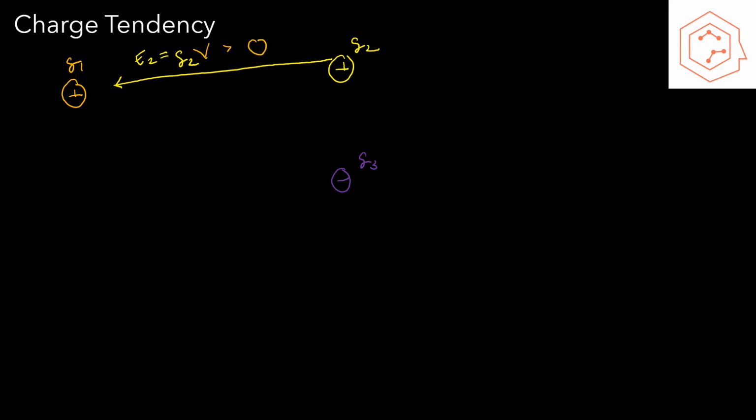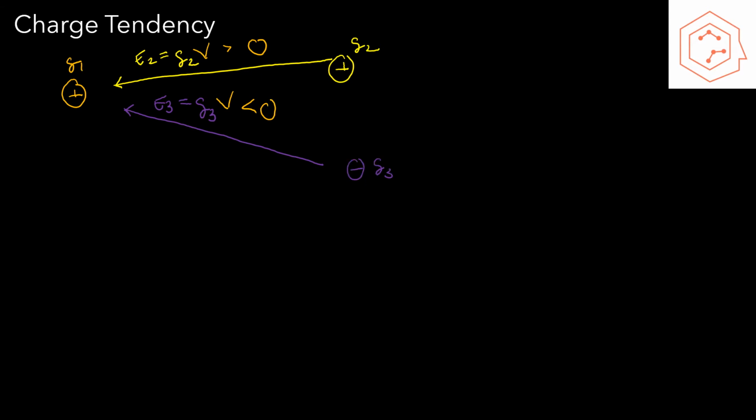Q3, if I bring it closer to Q1, E3 is going to be Q3 times V. Q3 is negative, V once again is positive, and so E3 is going to be negative times a positive, which is going to be a negative, less than 0.